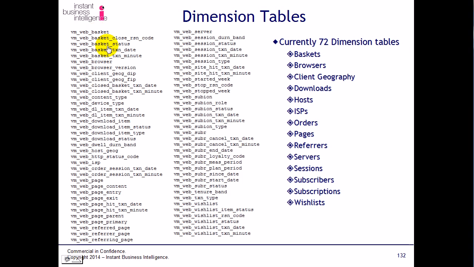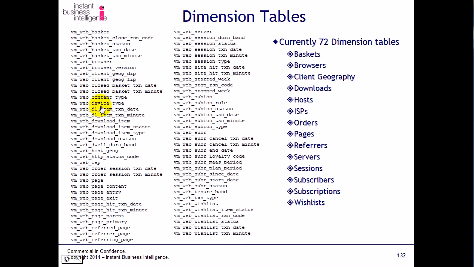So basket status, basket close reason code. So when a basket closes, why did it close? The browser they're using, the browser version. The client geography for dynamic IPs and the client geography for fixed IPs. So where you see DIP, it means it's a dynamically allocated IP if you can tell that. And where it is fixed IPs, it's FIP if you can tell that.